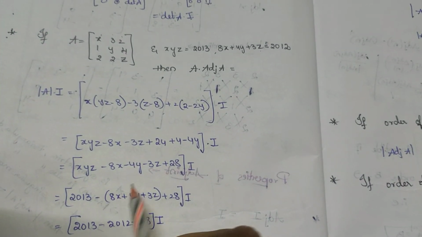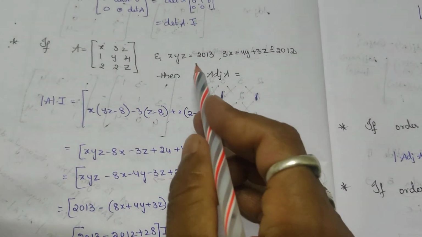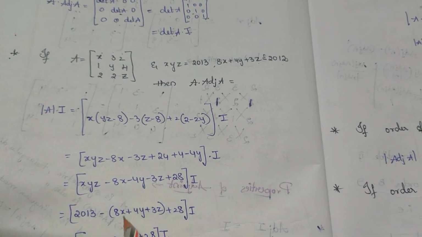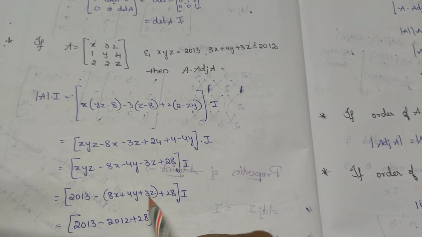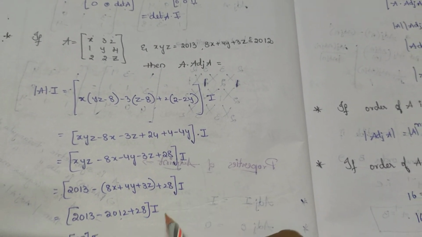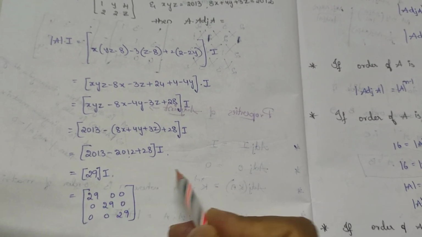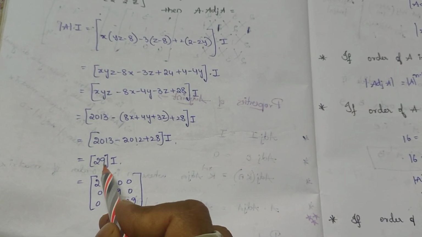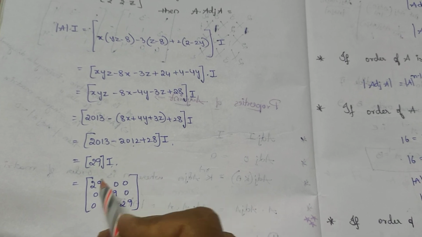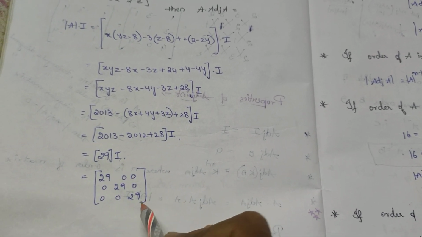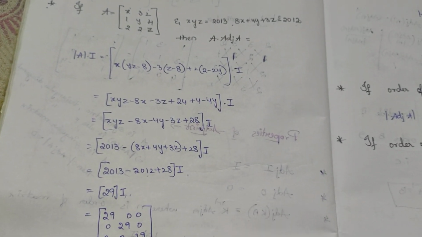Actually they gave xyz is equal to 13, and 8x plus 4y plus 3z is equal to 12. If you take minus common, so you write it as 13 minus 12 plus 28 into I. This is nothing but 29 into I. Here 29 is the constant and I is the identity matrix of 3 by 3. So if you multiply 29 inside, you get 29 0 0, 0 29 0, 0 0 29. This is the answer for that question. The remaining properties we will discuss in the next video.